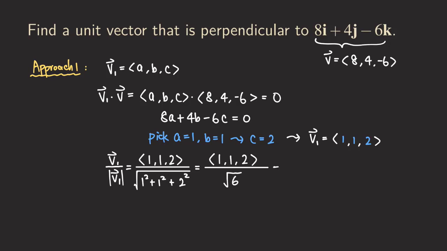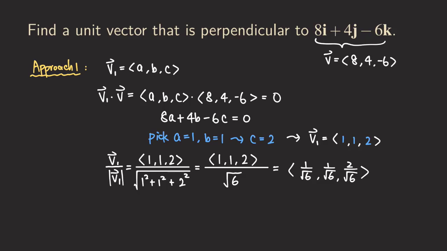And then we can now just write down the answer. One answer that we are getting is 1 over square root of 6, 1 over square root of 6, and 2 over square root of 6. And this is a unit vector that is also perpendicular to the given vector v. Okay, so that's approach 1. That's one way that you can do it. This requires you to just pick some numbers that satisfy this equation, and then you can come up with the answer. And if you don't feel like picking numbers, then here is another way to do it.